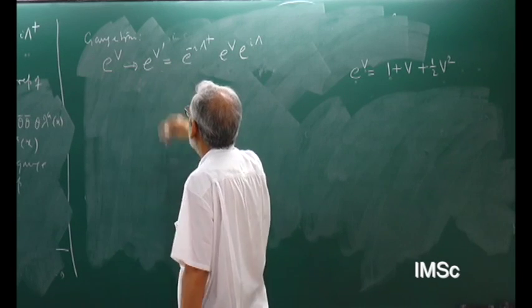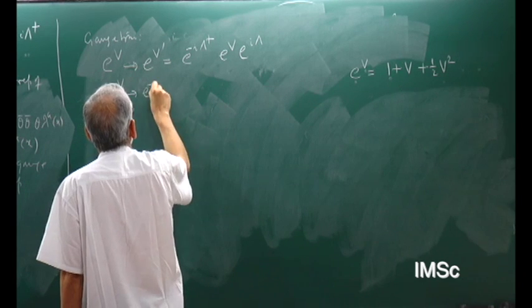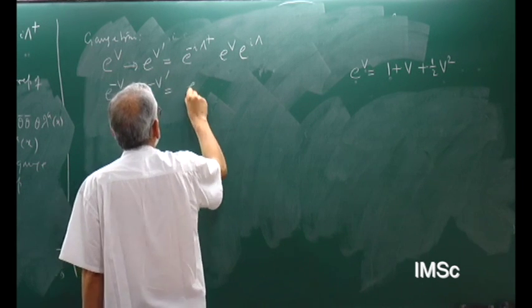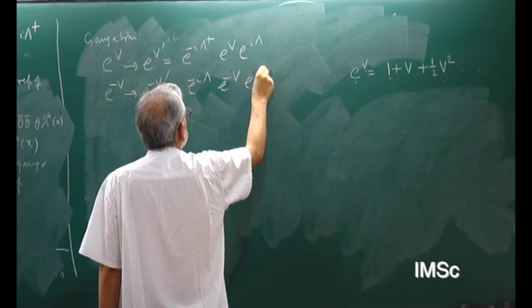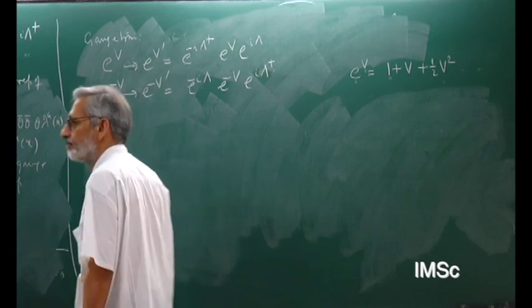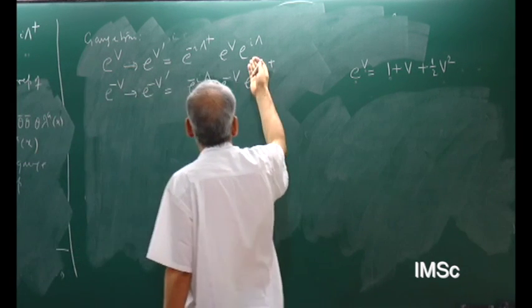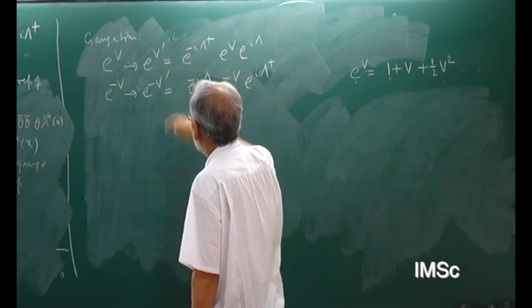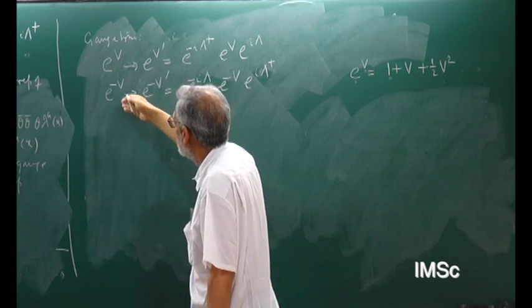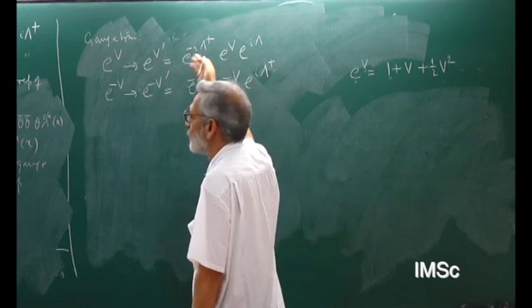Now if e^V transforms like this, what about e^{-V}? Is that clear? e^{-V} is the inverse of this. Just take the inverse, going in the opposite order, with minus signs. Or check by taking the product: this times this is 1, and this times this is 1.